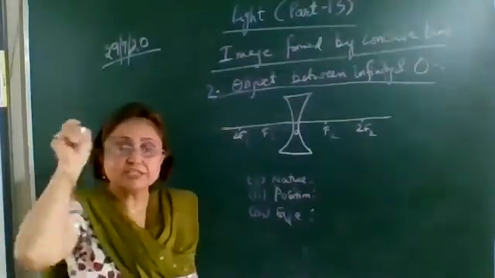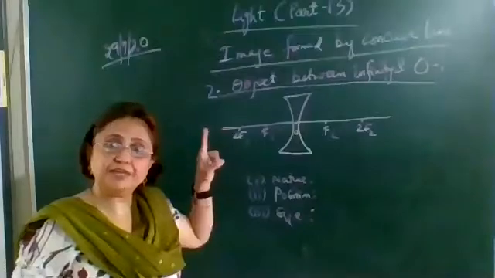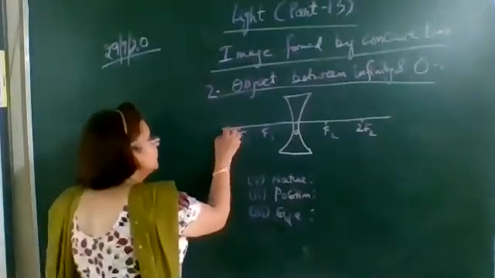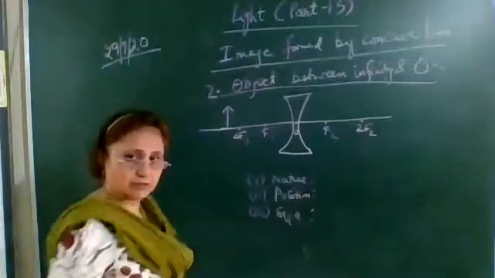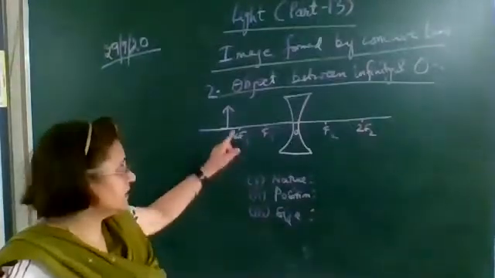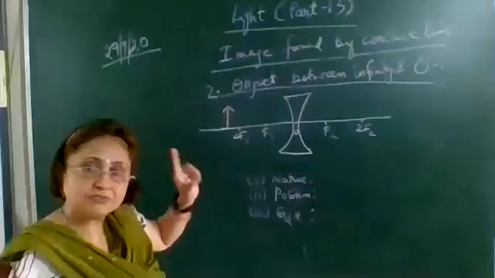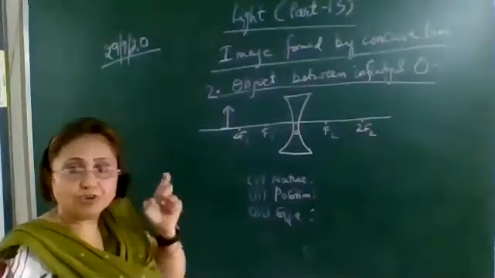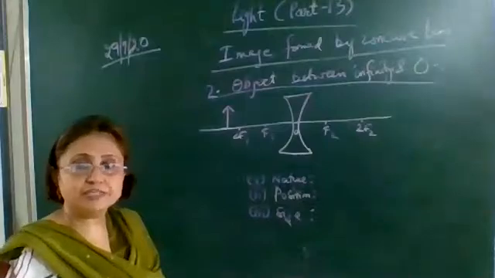Okay, now the needle shaped object, you can place it anywhere between infinity and optical center. Let us place the object over here. Anywhere you can place it. Okay, so this is the needle, you can place it here also. Wherever you wish, you can place the object. The image formed will always be of the same type. So let us place the object here.